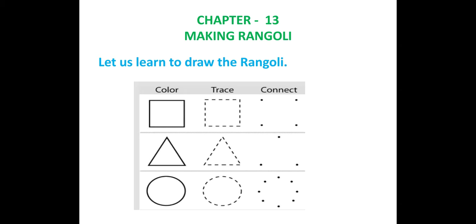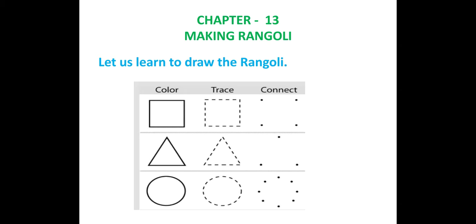So first we have different types of shapes. Yes or no? Yes, we have different types of shapes. In our day-to-day life we are able to see some shapes. So using dots we are going to draw the rangoli. First we are going to see different kinds of shapes.